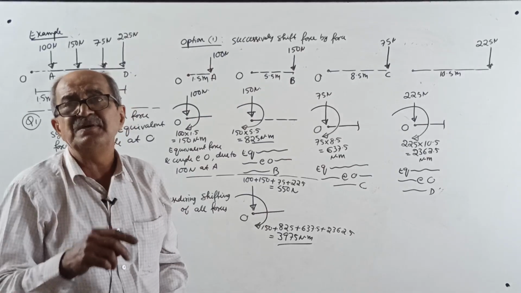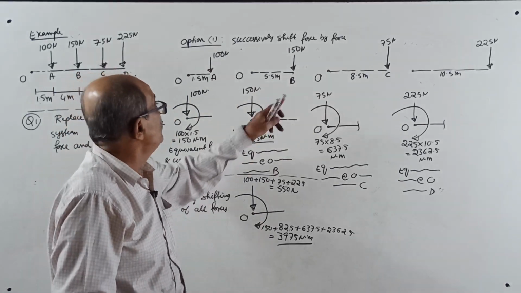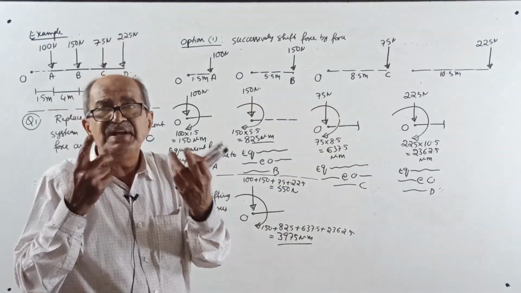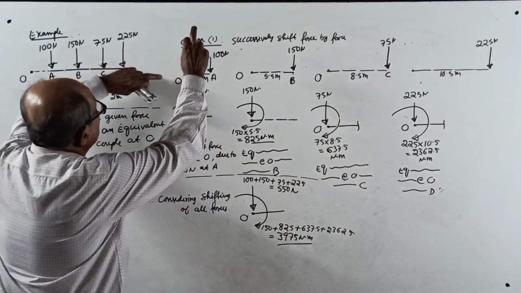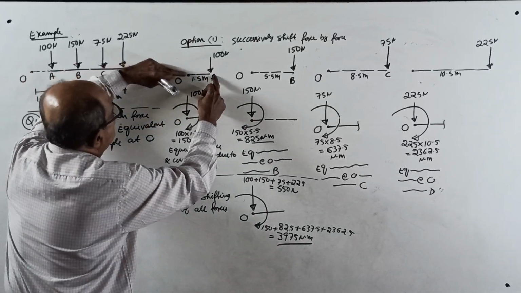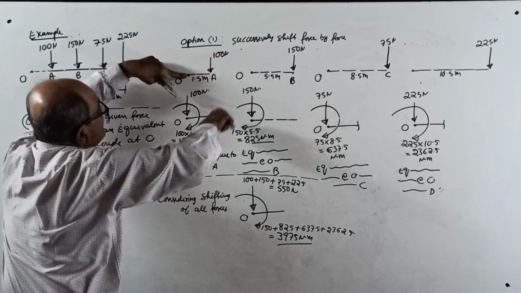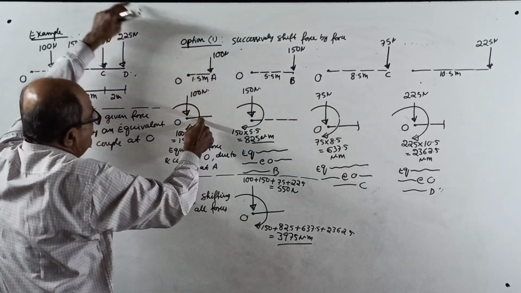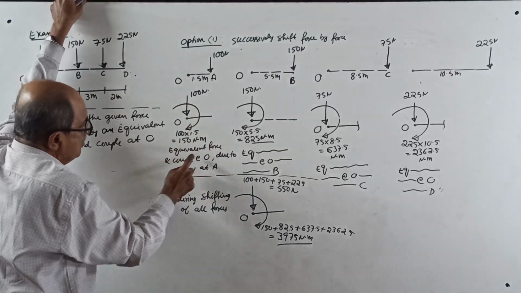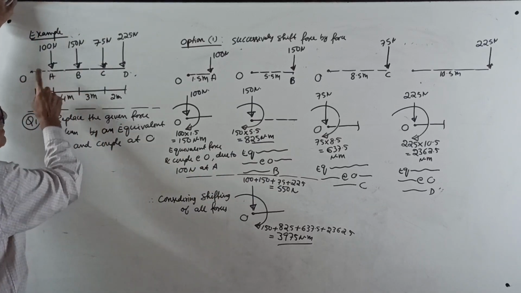Now, I will dictate something. You have to write it, because in the notes, this will come around 4 or 5 pages. Here, I will dictate. See, start. Consider 100 Newton. From O, it is at 1.5. Shift here. 100 down and a clockwise couple of 100 into 1.5 equal to 150 Newton meter. Equivalent force and couple at O due to 100 Newton force acting at A.